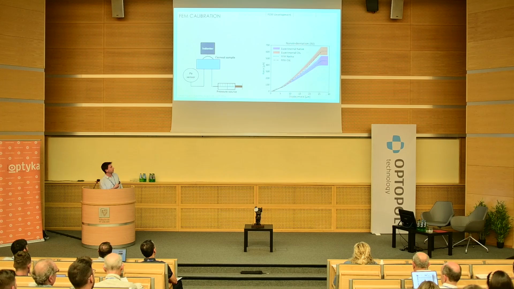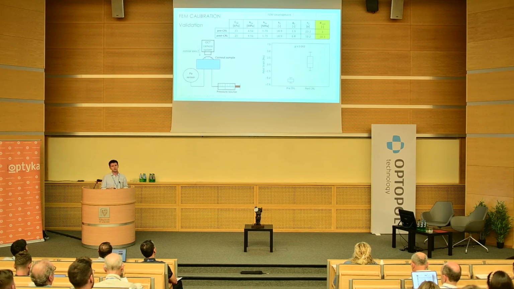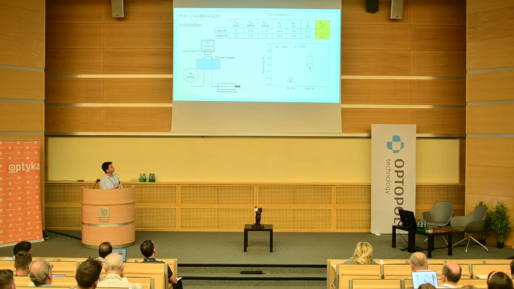These are the mechanical properties that we found, and we use the nano-indentation as a calibration and the OCE as a validation of this data. These are the experimental results of the OCE, and this is how the model fits them. So it's very good in predicting the pre-cross-linking. The post-cross-linking goes a little bit onto the standard deviation of the experimental data.